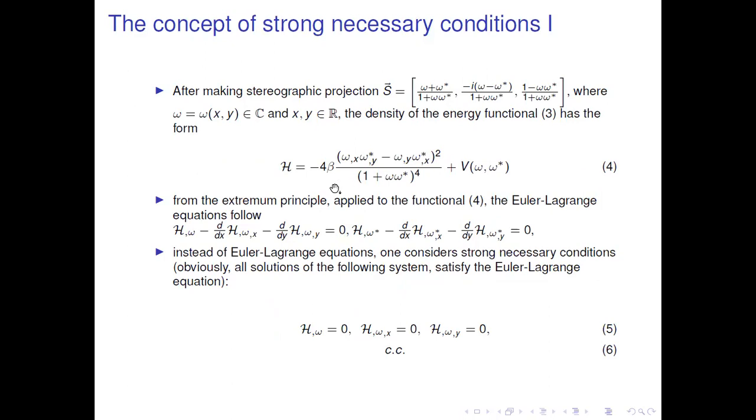Of course, one can apply the extremum principle to this function, to the Hamiltonian density. One can get Euler-Lagrange equations. However, these equations are non-linear and strongly non-linear. They are partial differential equations, and they are equations of second order. So this last property can also cause problems with solving such equations.